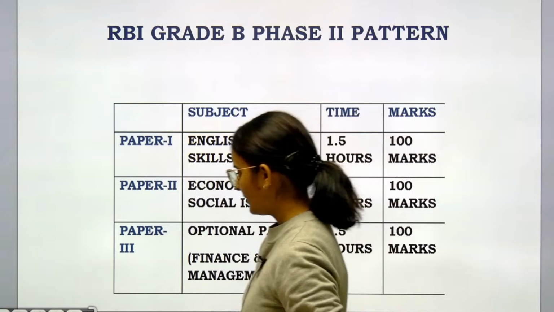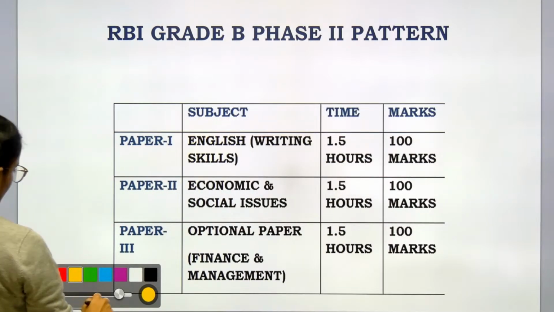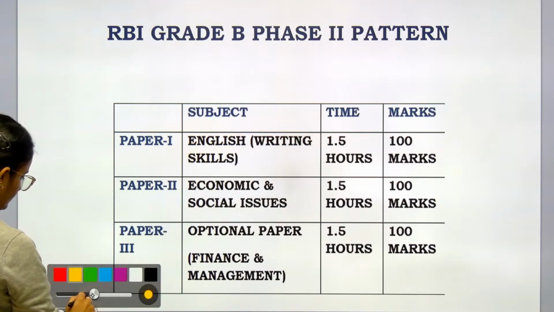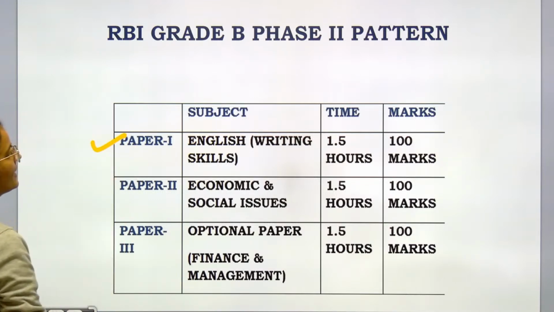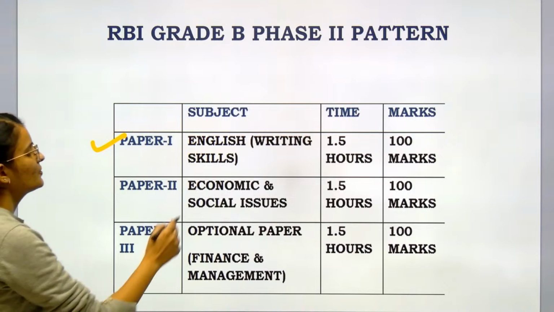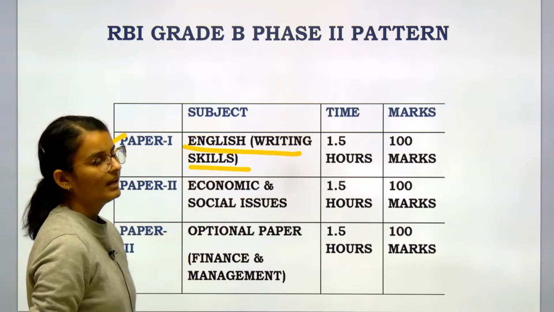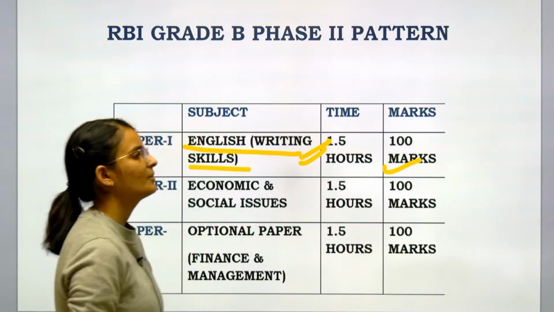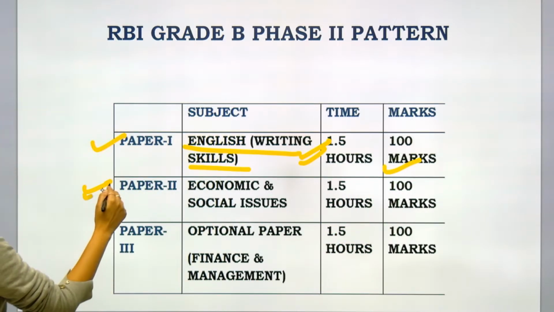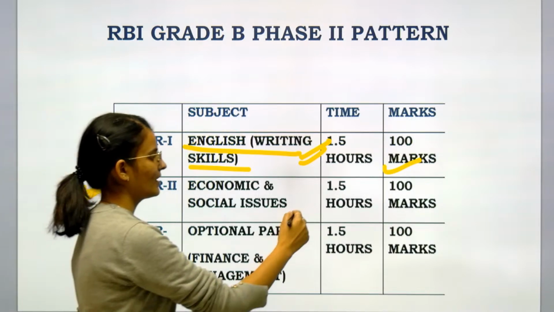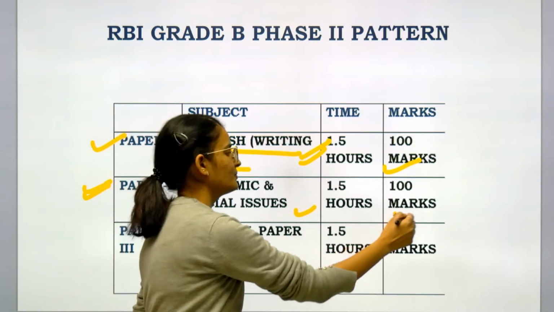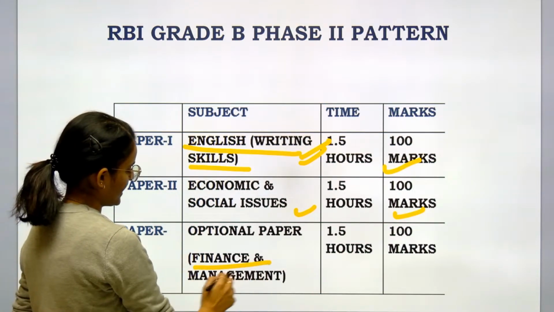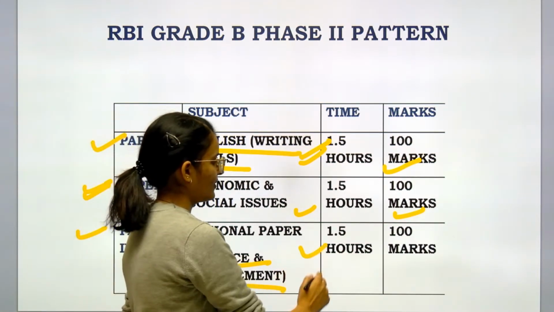Now the paper is distributed in 3 subjects. Paper 1 is English, which is there to check your writing skills. 1.5 hours will be given and the subject is of 100 marks. For paper 2, economic and social issues, 1.5 hours will be given and total marks allotted are 100. Paper 3 is the optional paper of finance and management, 1.5 hours, 100 marks.